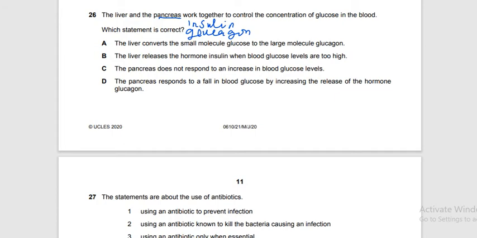No. The liver does not release the hormone. The pancreas does not respond to... no. The pancreas responds to a fall in blood glucose by increasing the release of the hormone called glucagon. Yes, correct.